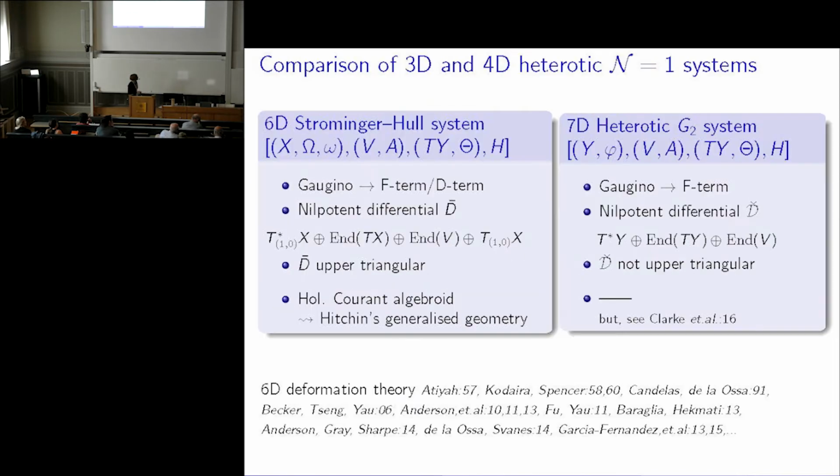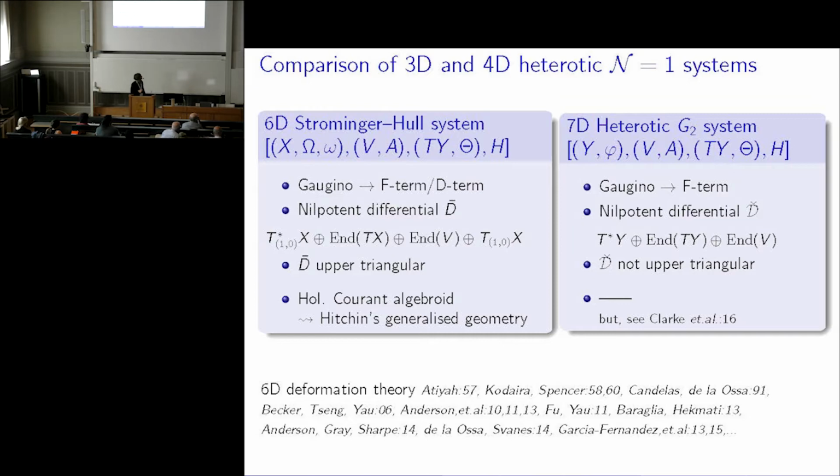Then we move on. So we can, of course, compare this with other compactifications, and in particular it's interesting to compare this with compactifications to 4 dimensions, which have been studied much more because of their relevance for our universe. So in 4 dimensions, this analogous study has been done. And the system here is the Strominger-Hull system.